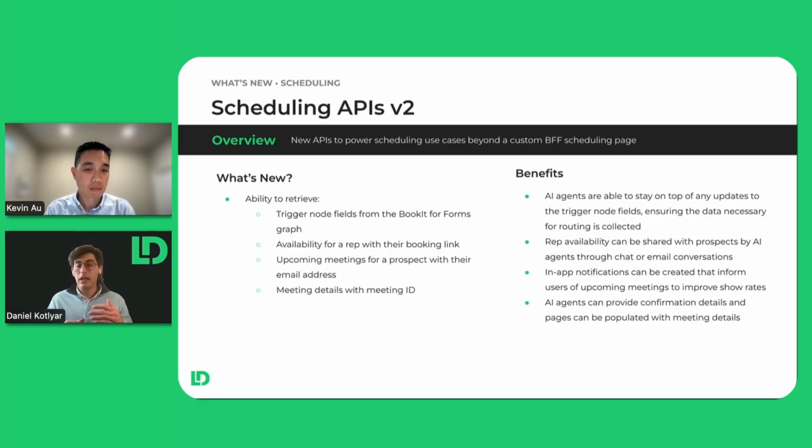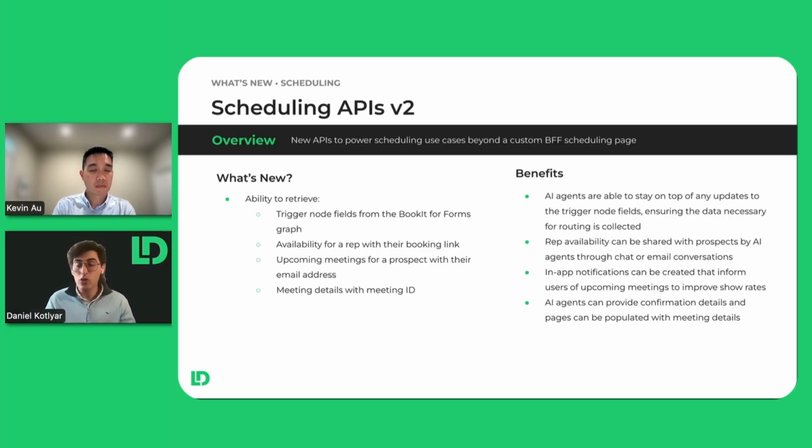The next one, upcoming meetings for a prospect with their email address. This we've seen customers want to build notifications within applications. So let's say you log in to an application, and after you've logged in, there's a banner that pops up that says, "Kevin, looking forward to meeting with you at 2 p.m. on Friday. You'll be meeting with Daniel."